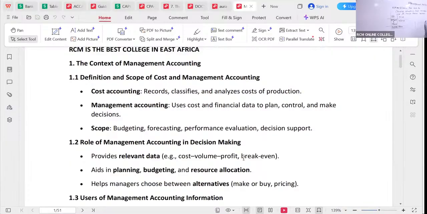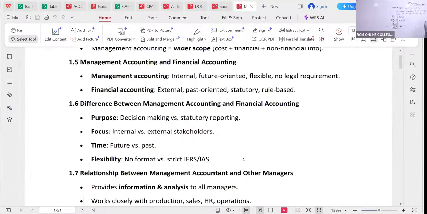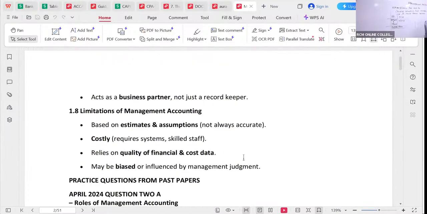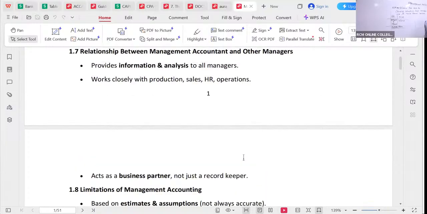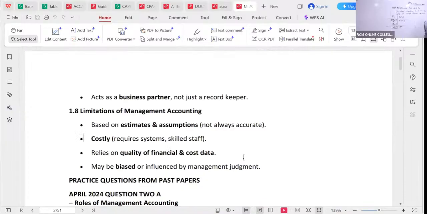And then, if possible, we go straight away to page number 2, section 1.8, limitations of management accounting. Are you able to see?